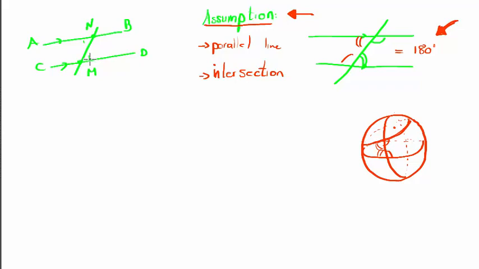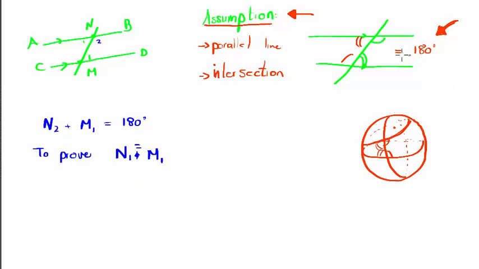If I had to prove now that the alternate angles are equal, in other words, I'm assuming that M2 plus M1 is equal to 180 degrees. Can you give me a way of proving that M1 is equal to N1? How could we do that, using some of the things we already know?